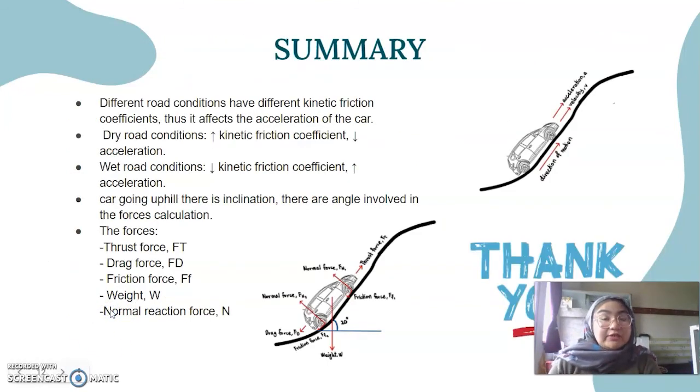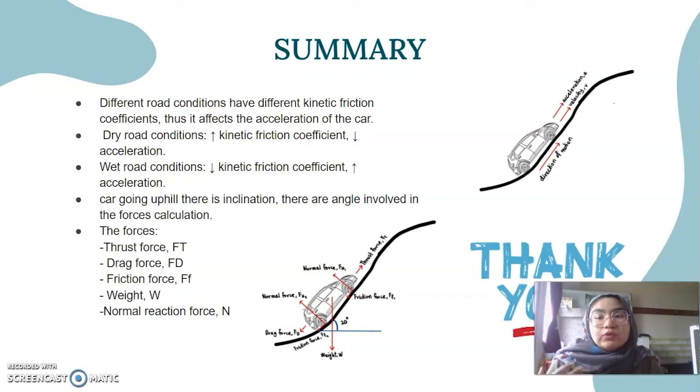And lastly, for the summary of this real life situation, we know that different road conditions have different kinetic friction coefficients, thus it will affect the acceleration of the car. We can see that during the dry road condition, we have a higher kinetic friction coefficient, thus it has lower acceleration, while during the wet road condition, it has a lower kinetic friction coefficient, thus it has higher acceleration. That is why it's dangerous to drive at a higher speed during rainy days.